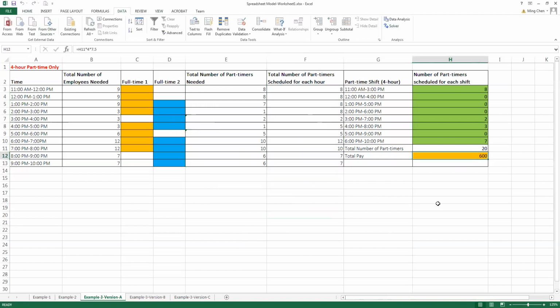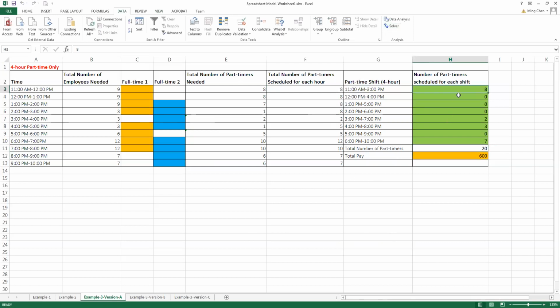The total pay we need is $600 based on the solution. So your labor cost per day is $600. If you were a restaurant manager, you know your labor cost is $600 per day. Only for part-time employees. This does not include the full-time employees. That's separate. That's a fixed payment.